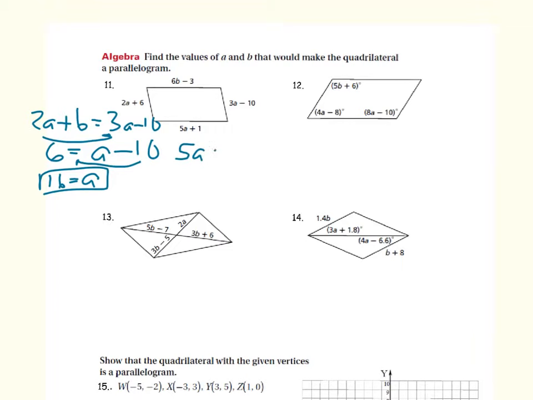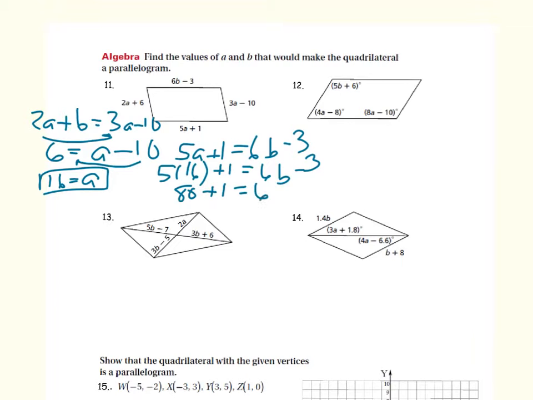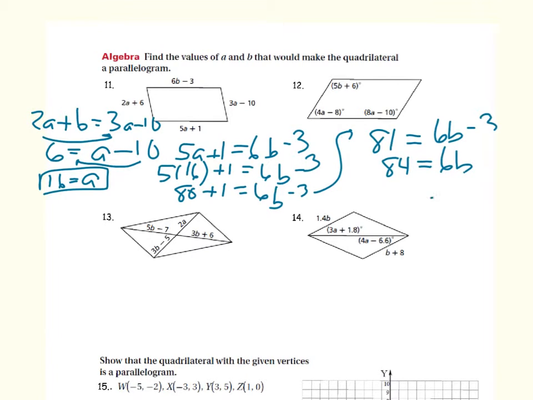Now I have 5a plus 1 should equal 6b minus 3. Well, I already know what a is. It's 16. So I'm going to substitute that in. 5 times 16 is 80, and 80 plus 1 is 81, equals 6b minus 3. Then I'm going to add 3 to both sides, so that gives me 84 equals 6b, and dividing by 6 gives me 14 is equal to b.